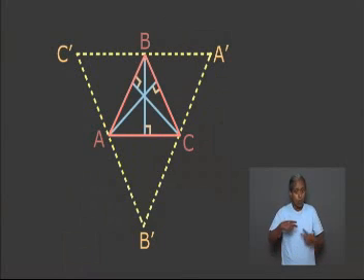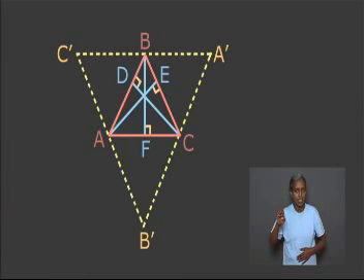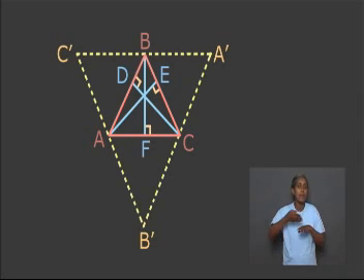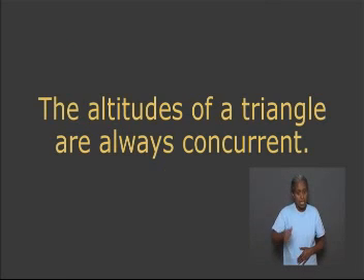Now, we will examine this diagram. We have drawn the altitudes of the inner triangle and labeled them as D, E, and F. You may notice they are exactly the same as the perpendicular bisectors of the outer triangle. Since the previous theorem already proved that the perpendicular bisectors of a triangle are concurrent, that must mean that the altitudes are concurrent as well. This is also a theorem. The altitudes of a triangle are always concurrent. The point where they cross is called the orthocenter.